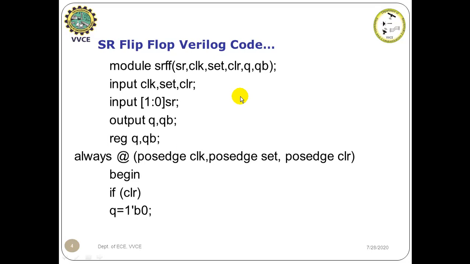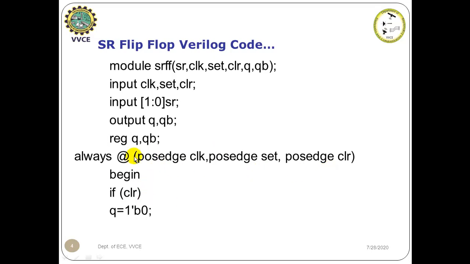Then I am checking the sensitivity list here. Always at positive edge of clock, positive edge of set and positive edge of clear. These are my concurrent inputs for my SR flip-flop. It means you have to satisfy either positive edge of clock or positive edge of set or positive edge of clear.